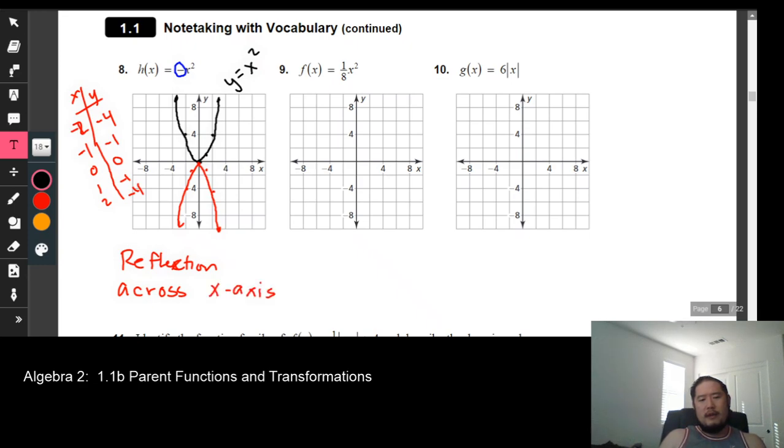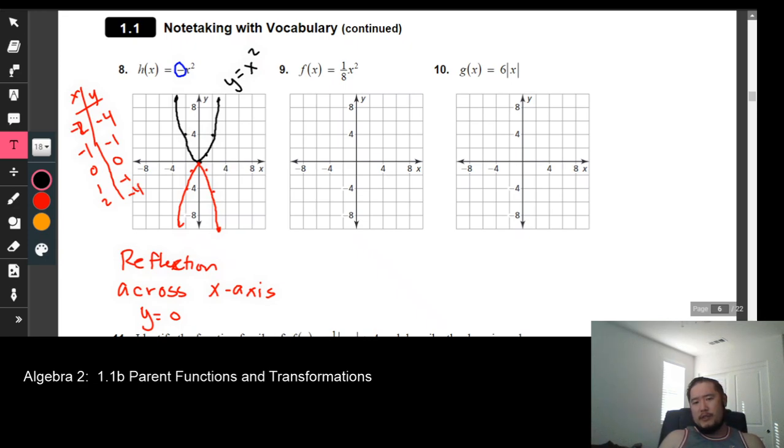But remember, technically it's an equation of a line. The x-axis right here is going to be the same thing as y is equal to 0. Okay, so both of these would be correct if they ask you where does it reflect across. All right, so for number 9 and number 10, you're going to be able to graph those.